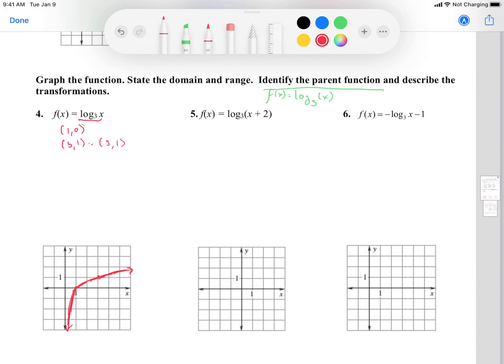As far as the transformed domain, my domain is still going to be from 0 to positive infinity, because it's only my positive x values, not including 0, because I still do have my asymptote here on the y-axis. My range is all real numbers, so negative infinity to positive infinity. And then describe the transformation. This is the parent function, no transformations.